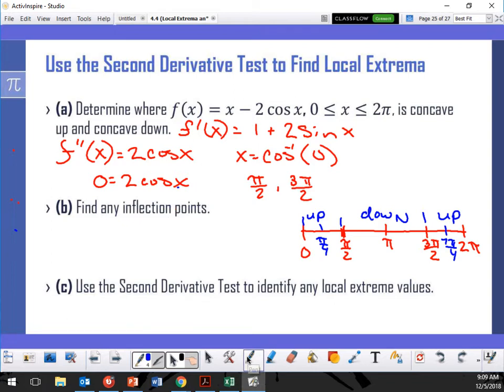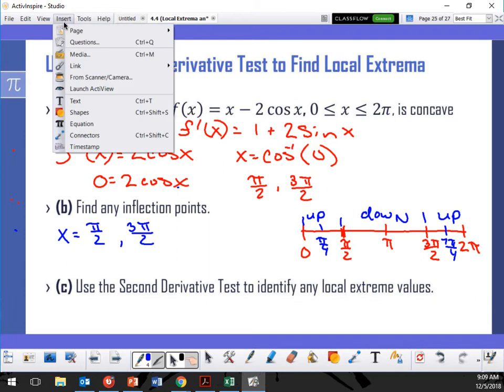Okay, all right, so my inflection points are going to be x equals pi over 2 and 3 pi over 2. Very good. Those are inflection points. Use the second derivative test to identify any local extreme values. I'm going to come back to this in a second. So I'm going to use the first derivative, so I'm going to insert a slide.